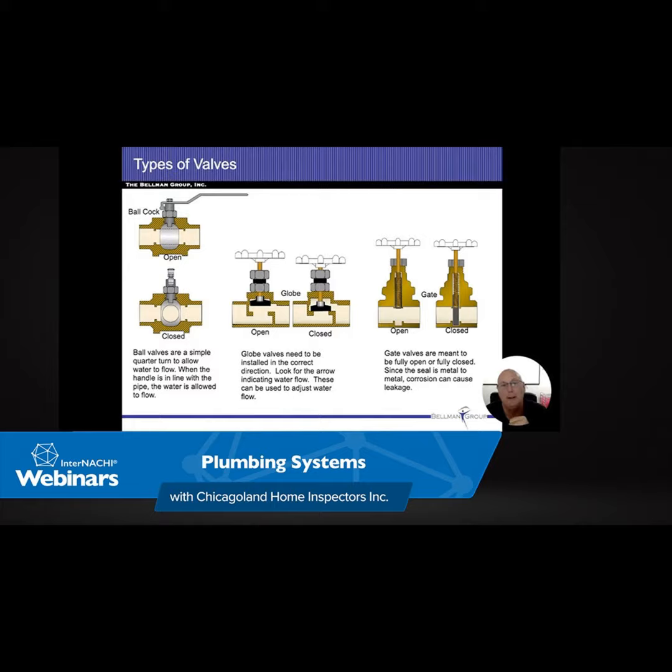Both the ball valves and the gate valves, they pretty much can go any direction. It doesn't matter which way the water is flowing on those. The globe valve, however, it does matter, all right? And even though they say that you can adjust the flow of water on these things, as far as I'm concerned, they're probably the most problematic valve you can ever put in a house.